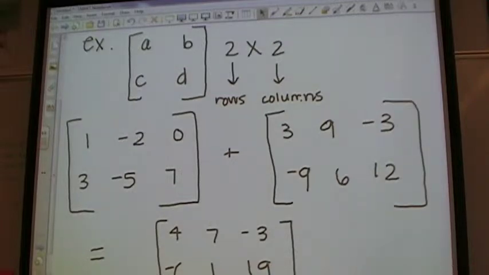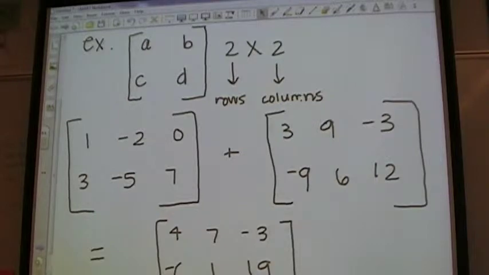Wait, what did you say? You can only add 2 matrices that have the same dimensions. You can only add a 2 by 3 to a 2 by 3. You cannot add a 2 by 3 to a 3 by 2. What about subtracting? Same thing. Add or subtract. So these two are 3 by 2. These are 2 by 3s. 2 rows, 3 columns. Okay. Rows are horizontal, columns are vertical.